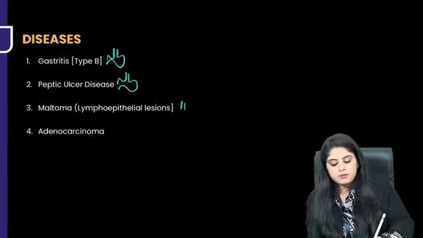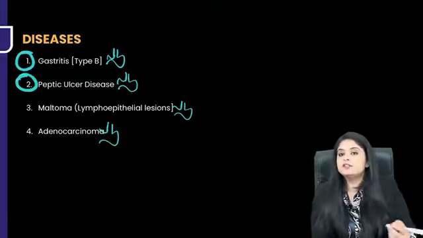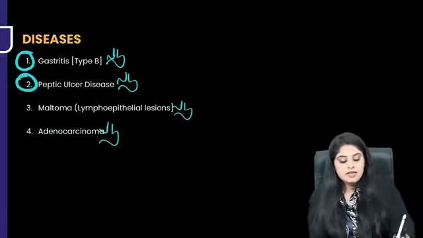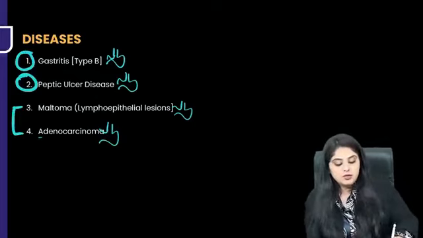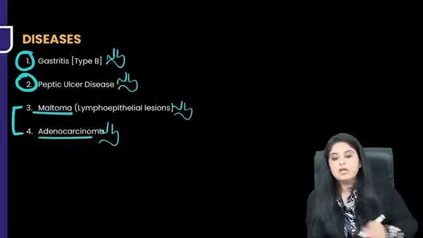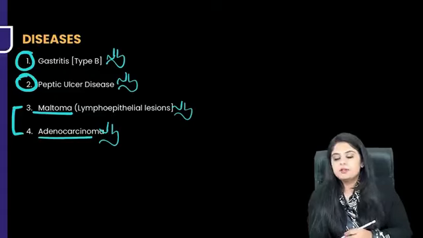All four are stomach problems. What is it? Number 1, it causes gastritis. After gastritis, ulcers will form, so peptic ulcer disease. And 2, cancers will form. Adenocarcinoma of the stomach and MALToma of the stomach. So, all are stomach problems.